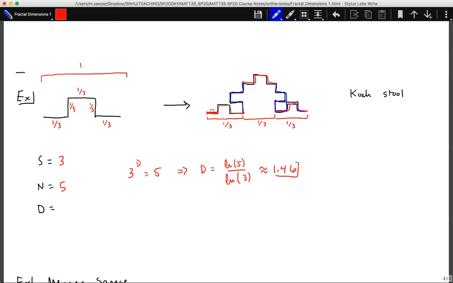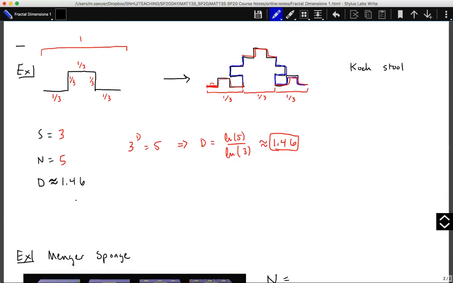1.46. So this shape doesn't live in 1-dimensional land. It's not a line, and it's not a 2-dimensional shape. It's not quite a square. So this is an in-between dimension. This is what we start to call fractal dimensions.